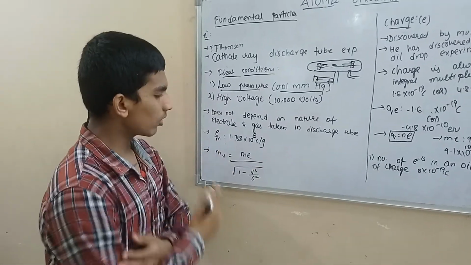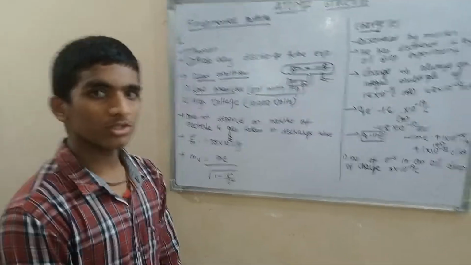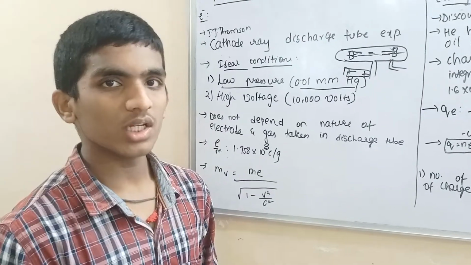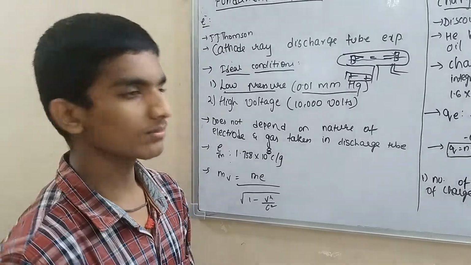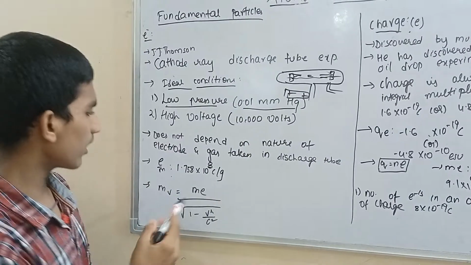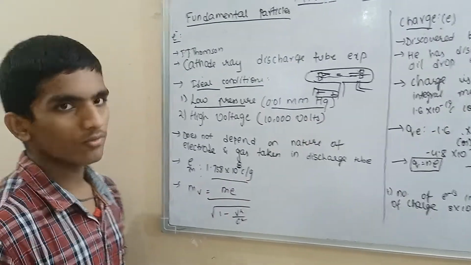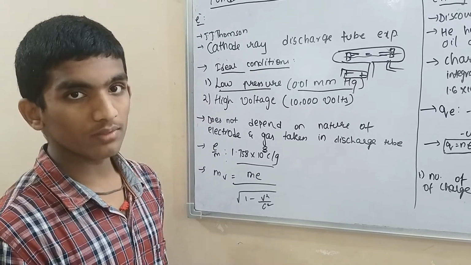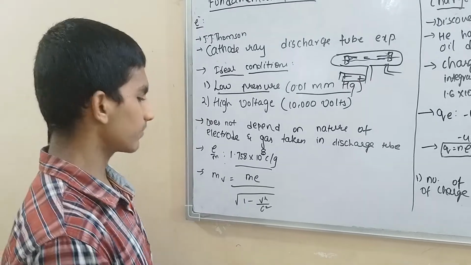The e by m ratio of the electron. The e by m ratio means dividing the charge of an electron by the mass of the electron. We will discuss the charge later; I'll just say the value for now: 1.75 × 10^8 coulomb per gram, or 1.758 × 10^11 coulomb per kg.